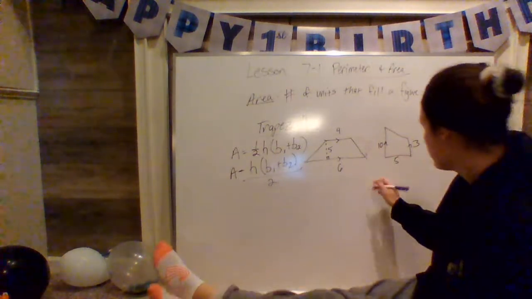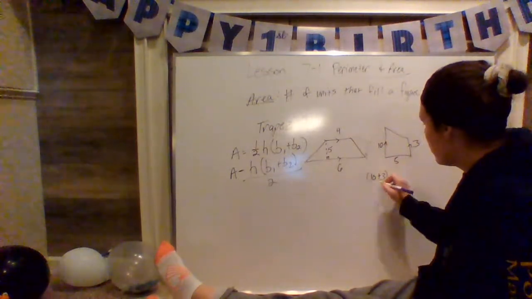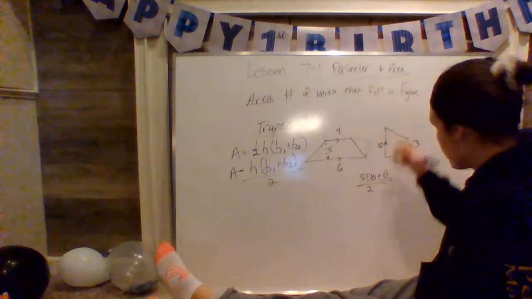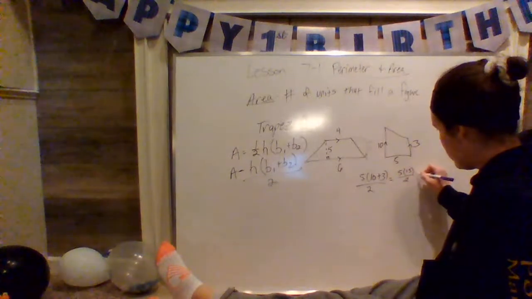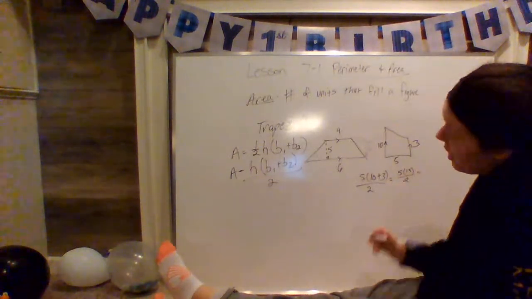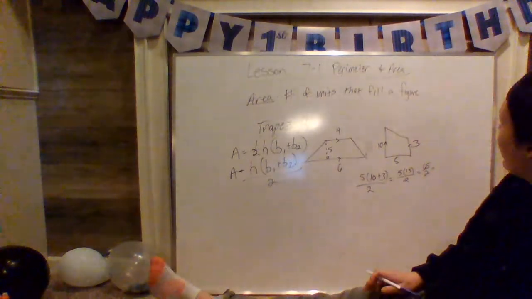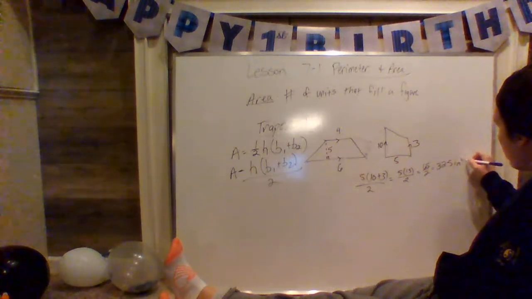It's 10 and 3, so add, and I think I got a decimal here, and that's okay. 10 plus 3. Times that by the height, divide that by 2. 10 plus 3 is 13. 13 times 5 is 65. Cut that in half. That is 32.5, let's just say, inches squared.